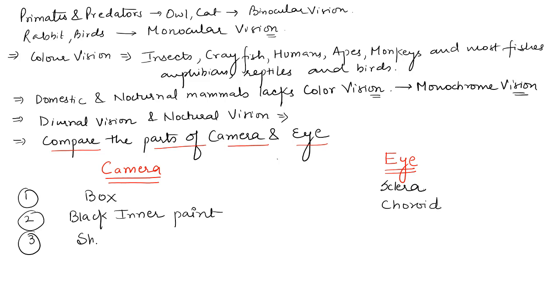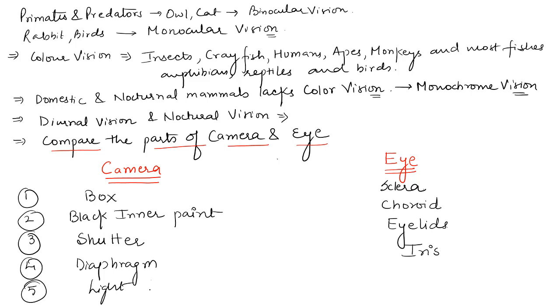Then the shutter is basically eyelids. Diaphragm, iris. Then there is a light hole, pupil. Lens, lens both in eye and camera. In camera, there is a light sensitive plate or film. We have retina.